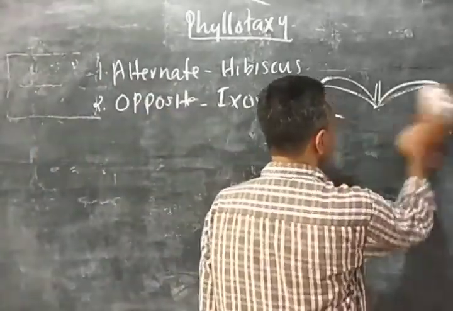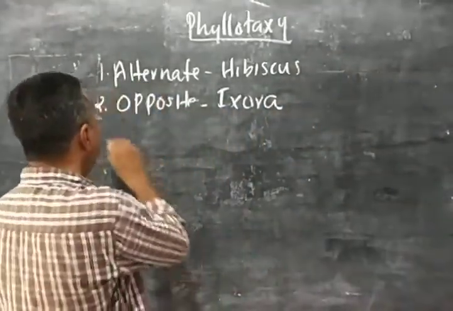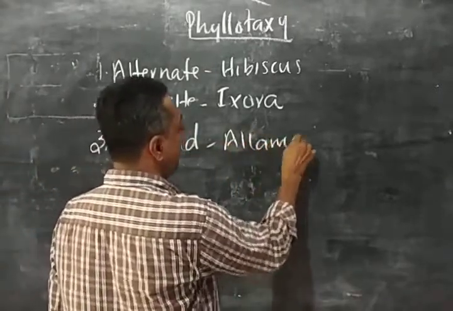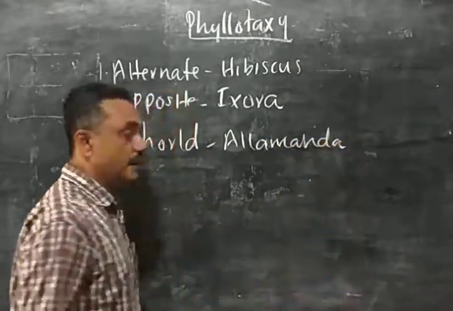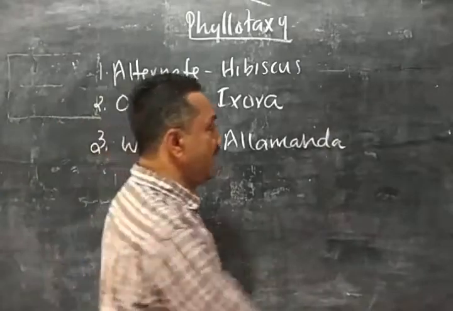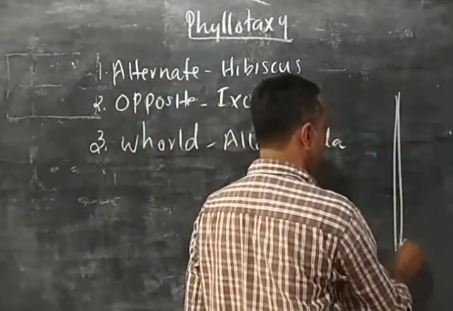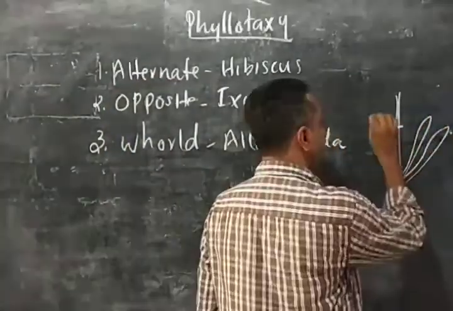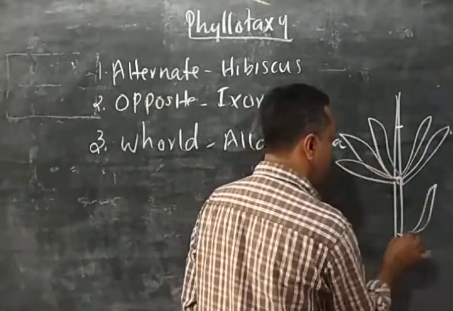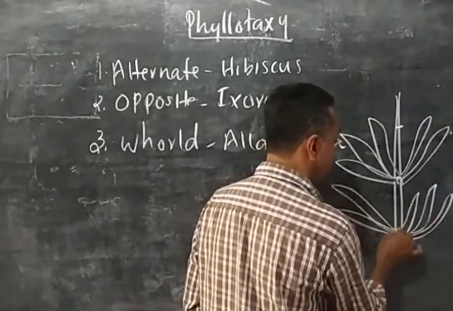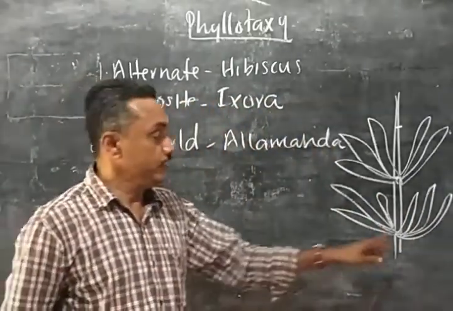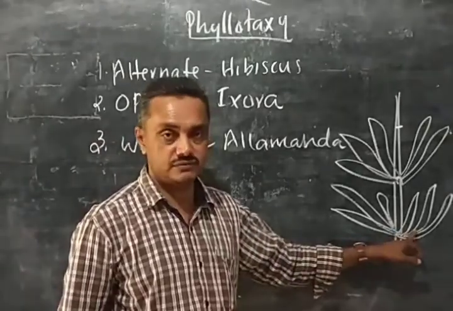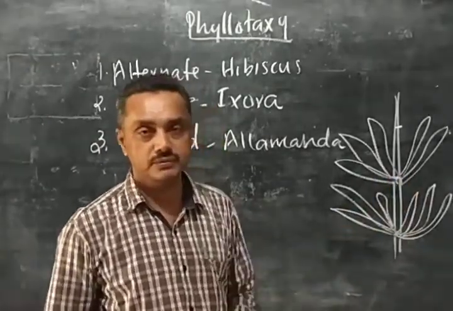Then the third type of phyllotaxy is called whorled phyllotaxy, in plants like Alamanda. I will show the plant later on. In that plant, you see that from one node, numerous leaves originate, 1, 2, 3 like that. And they are arranged around the node. You can see 6 or 7 leaves from every node, around the node. So there are 3 types.